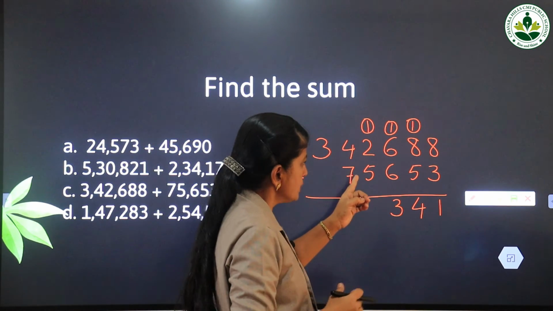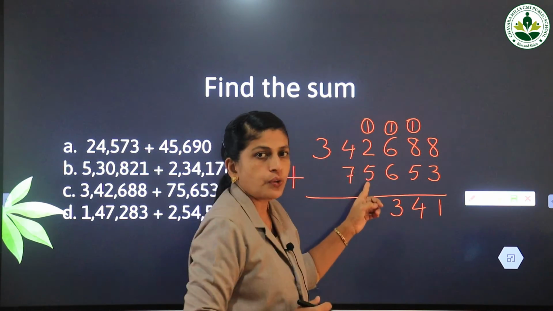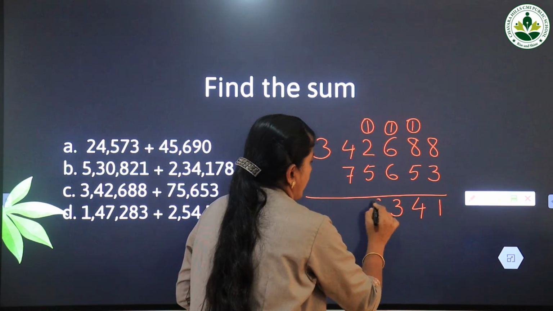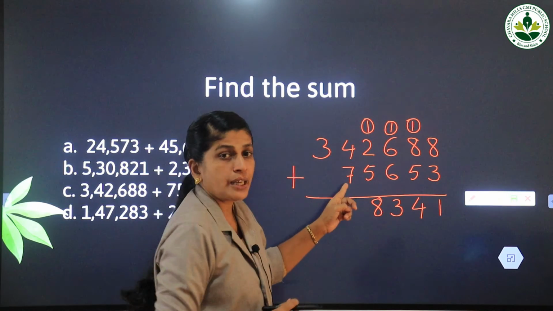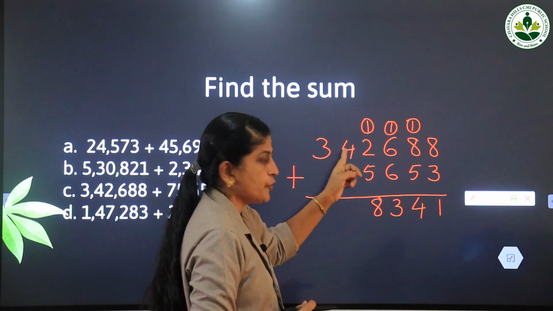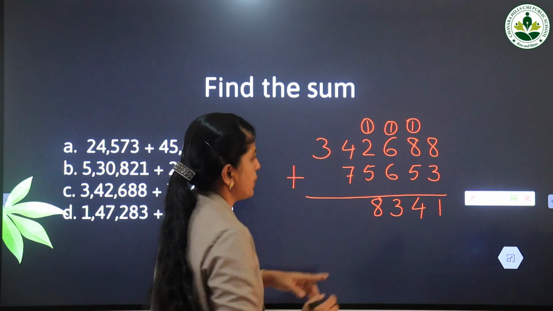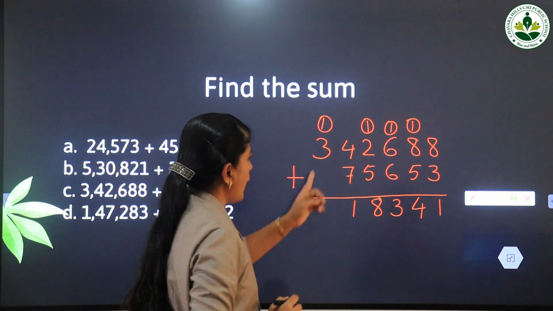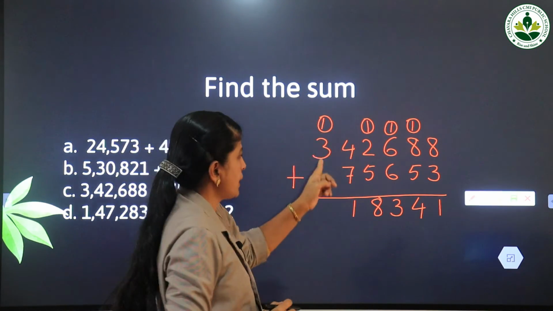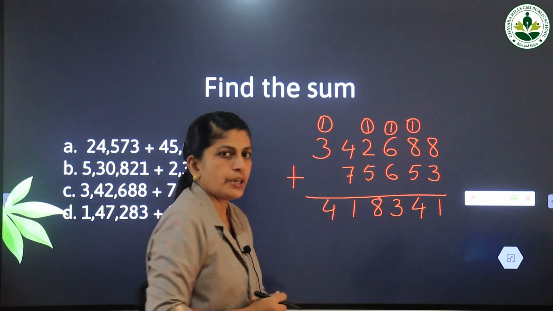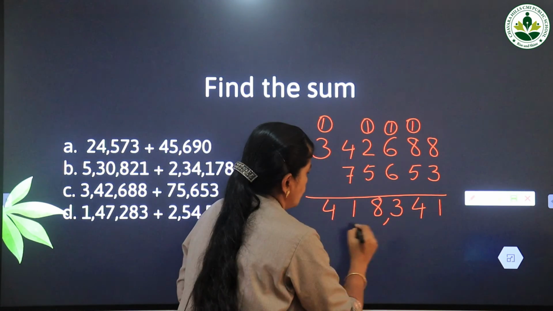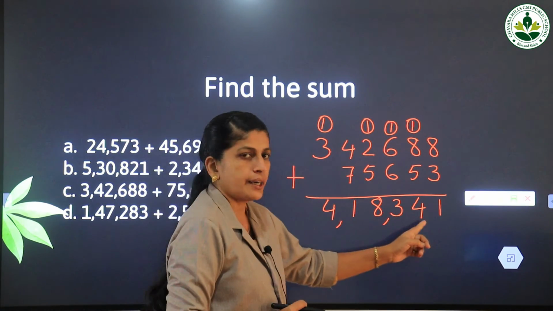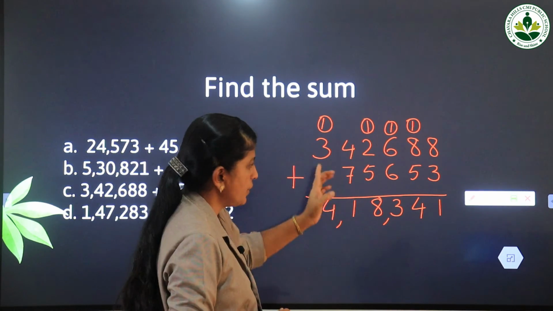Then 5 plus 2. Next place, thousands place digits. 5 and 2. 5 plus 2 is 7. 7 plus 1, 8. Then 10,000 place digits. 7 and 4. 7 plus 4 is 11. Then remainder 1. Then add 3 and this remainder. 3 plus 1 is 4. Therefore, we got the sum. It is 4,18,341. Therefore, we got the answer.